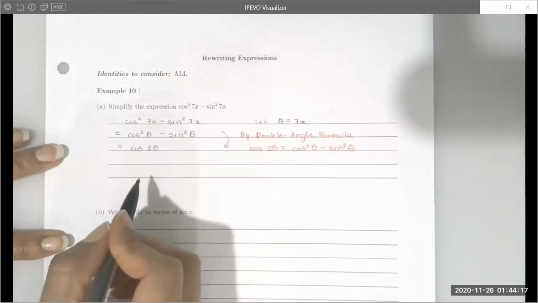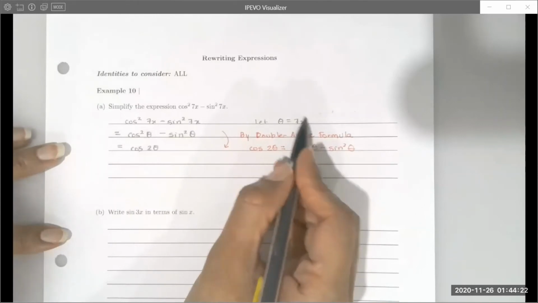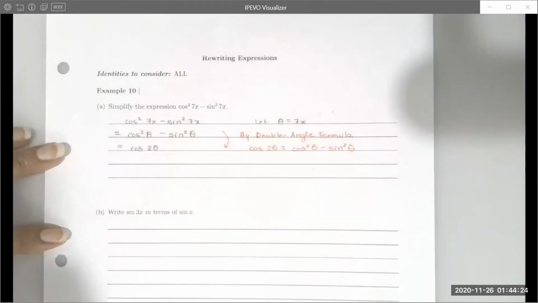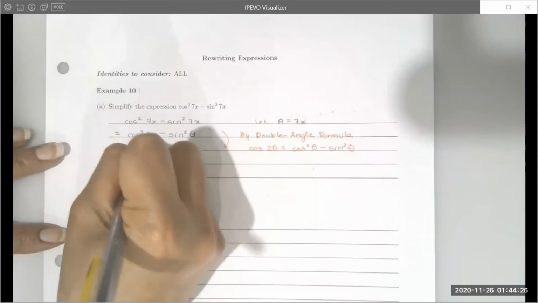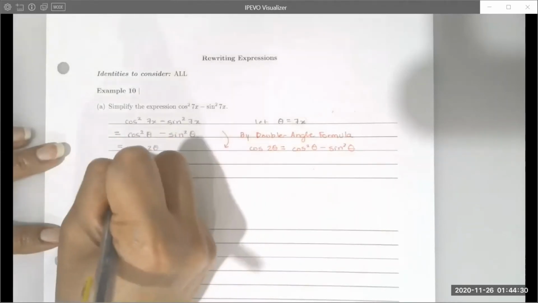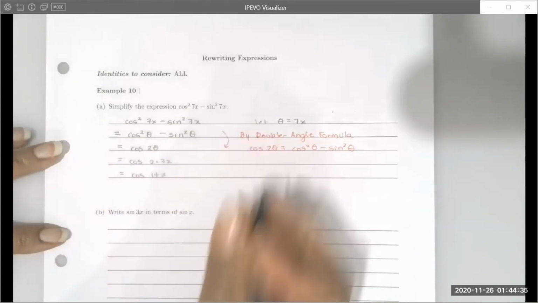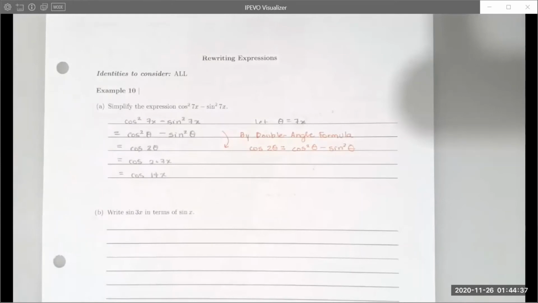That means that at that point, we want to bring back the original variable, which was the x, or the 7x that was replaced by theta. So this is going to be equal to cosine of 2 times 7x. And that means that we have cosine of 14x. And that's the most that we'd be able to do with that problem. Okay, so that is as simplified as possible.